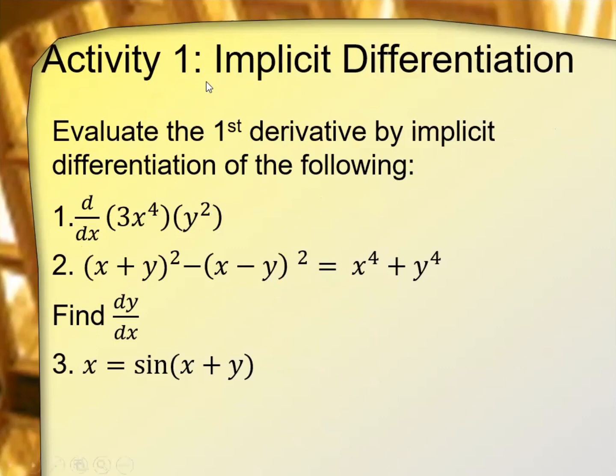So we have your activity. Evaluate the first derivative by implicit differentiation of the following. Number 1, first, the derivative with respect to x of 3x squared plus y squared. Apply the implicit differentiation. And then number 2, (x plus y) squared minus (x minus y) squared is equal to x to the fourth plus y to the fourth. Find dy dx. Same with number 3, x is equal to sine of the quantity x plus y.